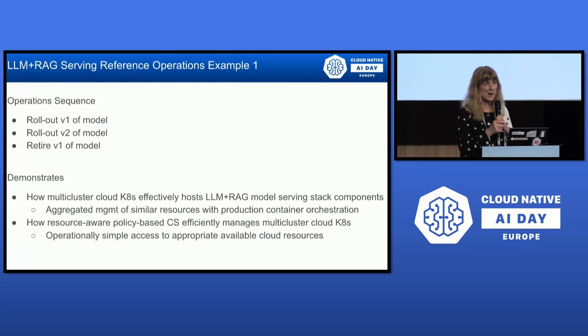So with those disclaimers out of the way, our first example is a series of operations that you would do on a model in production. You would roll out version one of the model. You would roll out version two of the model and make sure it's working as well as version one. And then you would retire version one. And so let's see how this approach that we've been discussing would handle this situation.